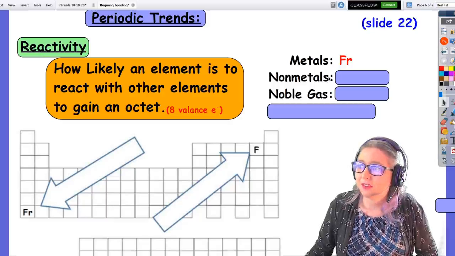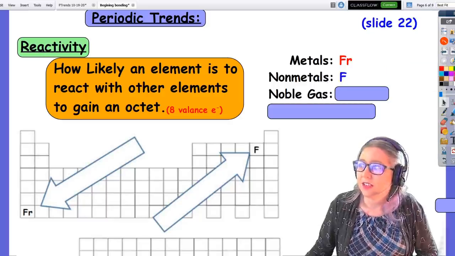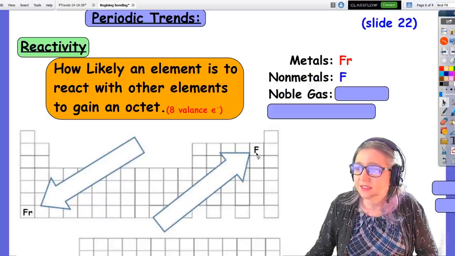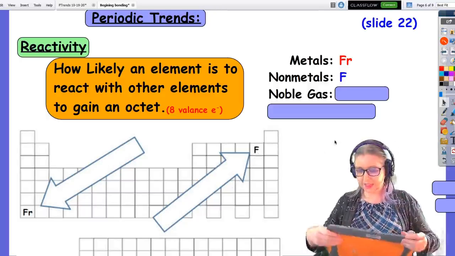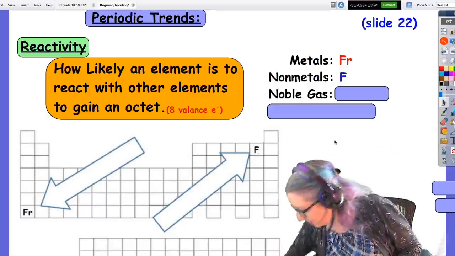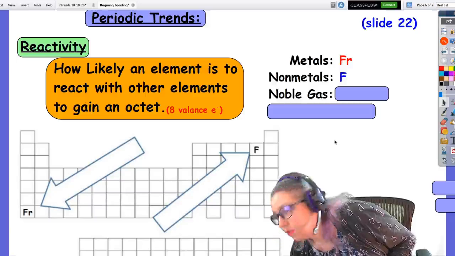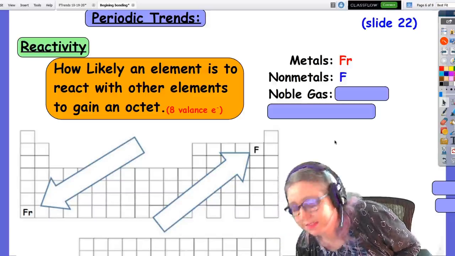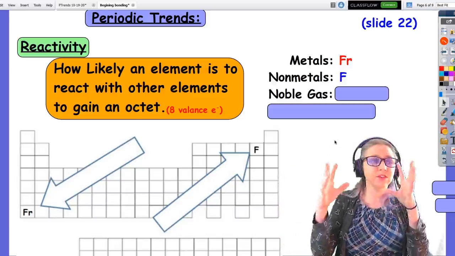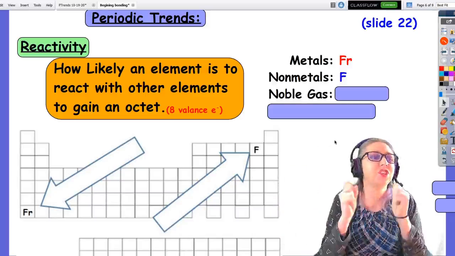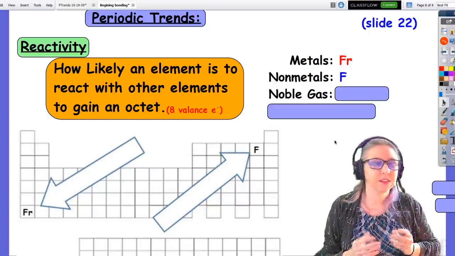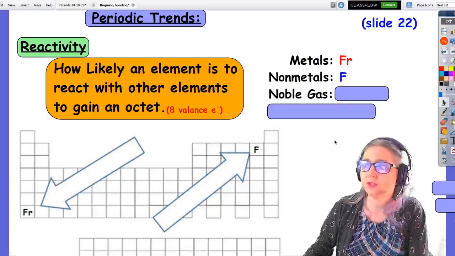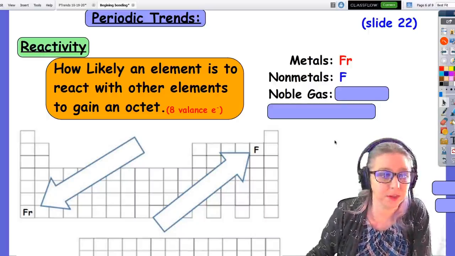For my nonmetals, my most reactive nonmetal is fluorine. Fluorine is my smallest non-noble gas element. It has my strongest effective nuclear charge at a +7. It's holding those electrons super close, and it just needs 1 more. It needs 1 more electron, and it's got the full set. So fluorine is my most reactive nonmetal.